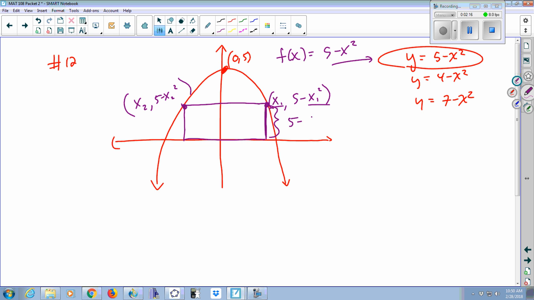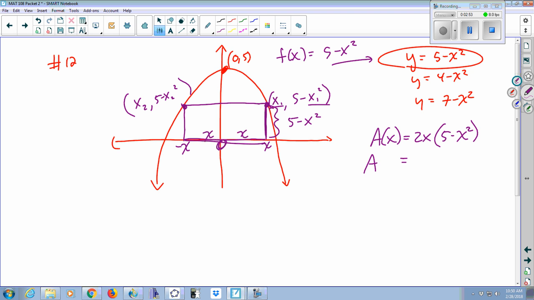5 minus x squared, right? And since these x's are just opposite of each other, you're still going to get the same value there, 5 minus x squared. That's your height. Your width here, well, what's the width? Here's 0, and you're going out to x, so that distance is x. You're going out the same distance on the other side, x, so what's your base? 2x. So your area in terms of x is 2x times your height.